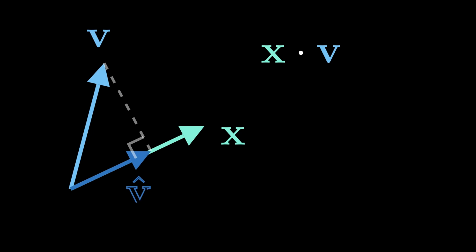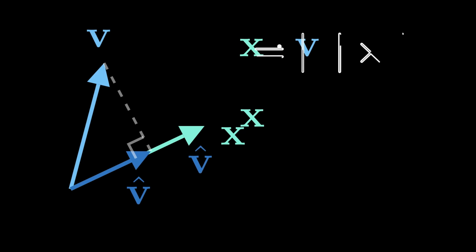Projection is intrinsically tied up with the dot product of vectors because of how the dot product works. You can think of the dot product as what you get if you project one vector in the direction of another and then multiply their lengths.